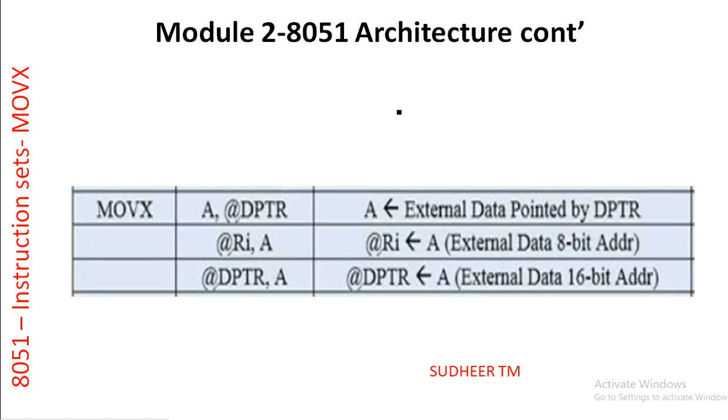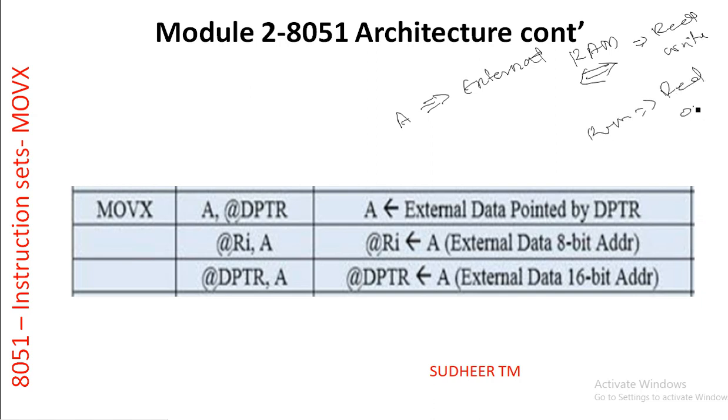Next is MOVX. MOVX will copy the accumulator from the external RAM. Try to understand the difference between RAM and ROM. RAM is random access memory, the other one is read only memory. In random access memory we can use read and write operations, but in ROM, read only memory, write is not allowed. If you use the reverse instruction, for example MOVX A, @DPTR, here from DPTR it goes to A, and MOVX @DPTR, A, here A goes to DPTR.